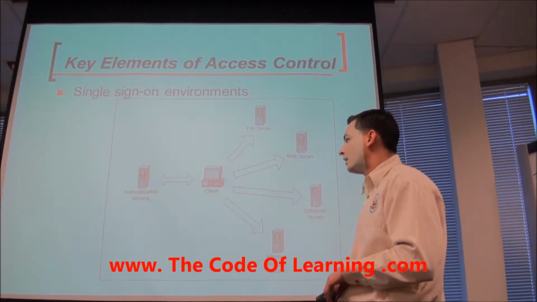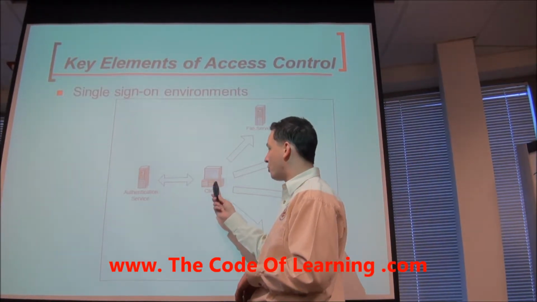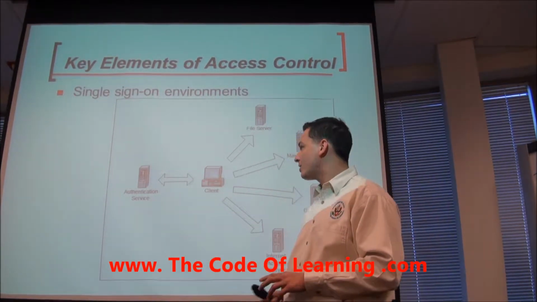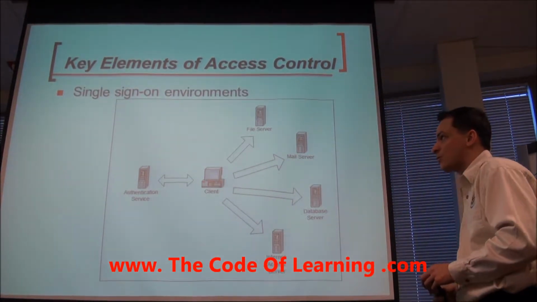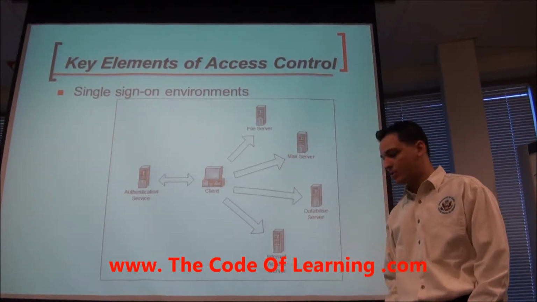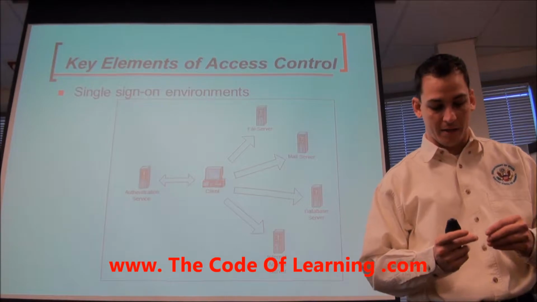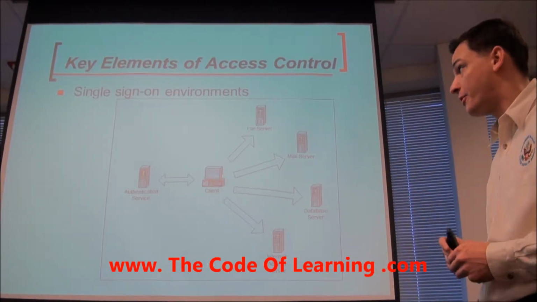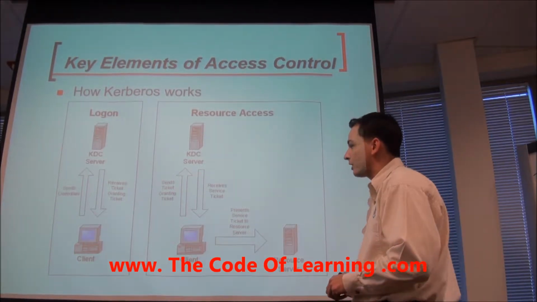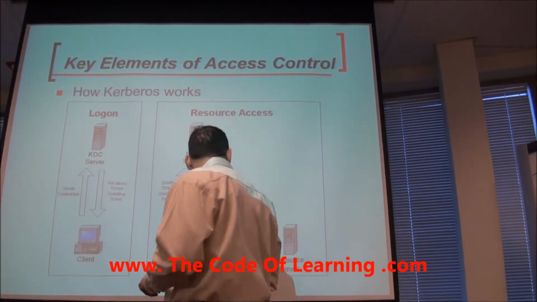So here you go. Client wants to authenticate to a bunch of different devices here. So he's going to speak to the authentication service, and that authentication service will provide access to things like file servers, mail servers, databases, or anything else that's on the network that is in the directory. So how Kerberos works. There's the client, and then there's the server.